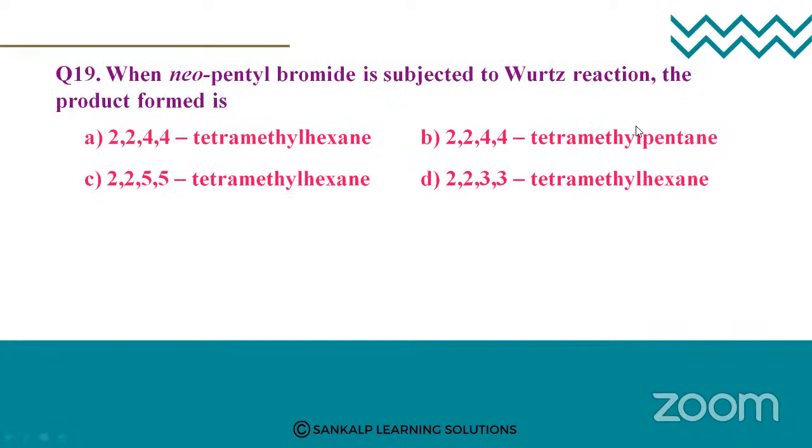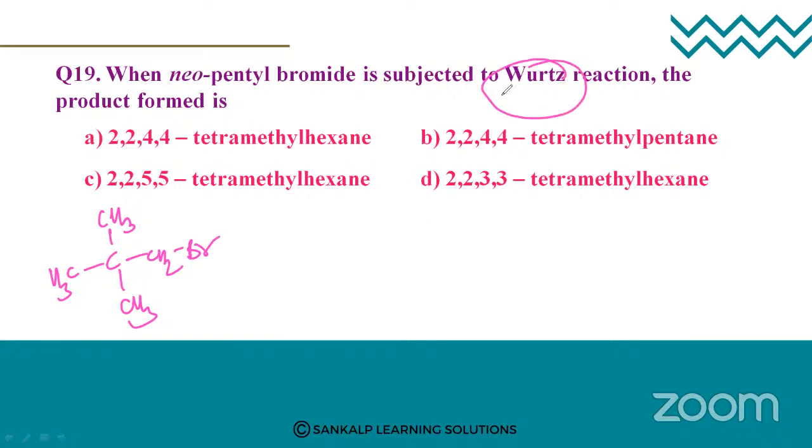When neo-pentyl bromide is subjected to Wurtz reaction, the product formed is: A, 2,2,4,4-tetramethylhexane; B, 2,2,4,4-tetramethylpentane; C, 2,2,5,5-tetramethylhexane; D, 2,2,3,3-tetramethylhexane. So which is the product obtained? I'll write the structure of neo-pentyl bromide, because until you write the structure you will not get a proper idea. So this is neo-pentyl: CH3, CH3, CH2, Br.